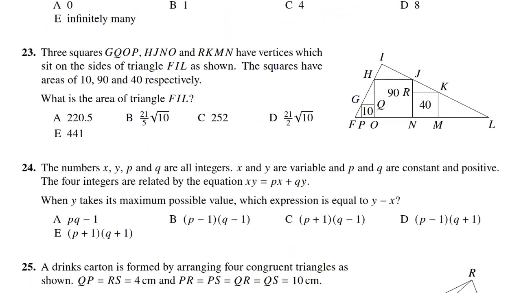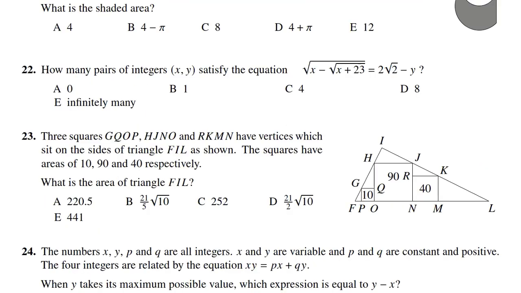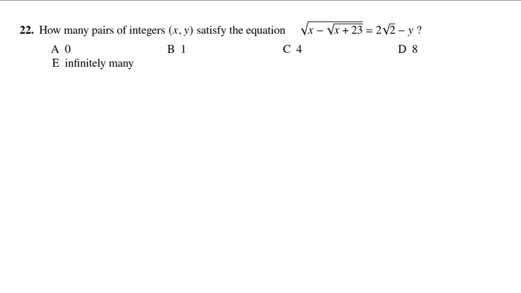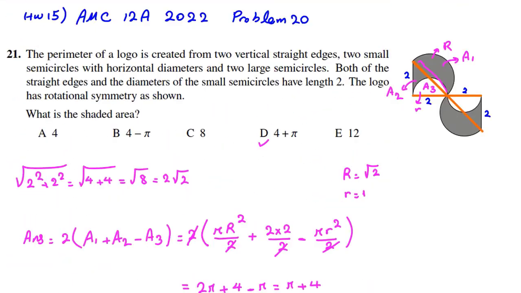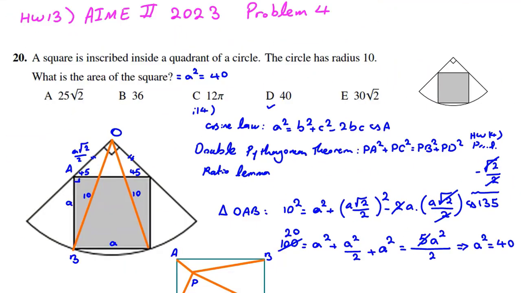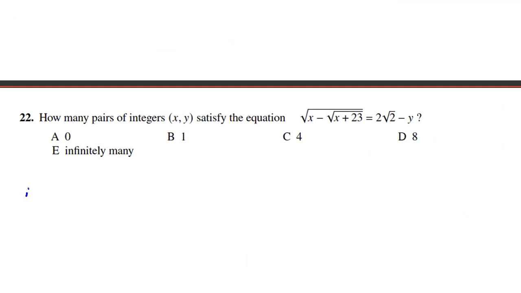Okay, we solved problem 21. Let's focus on problem 22. How many pairs of integers x, y satisfy the equation square root of x minus square root of x plus 23 equals 2 root 2 minus y? When we have a square root, we have two approaches: raise to the power of 2, or use a variable, changing variable. These two ideas are very useful.